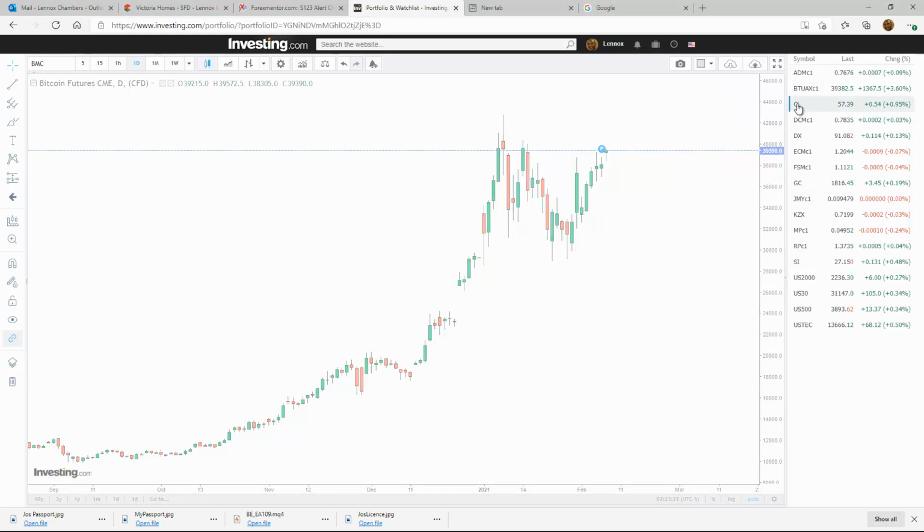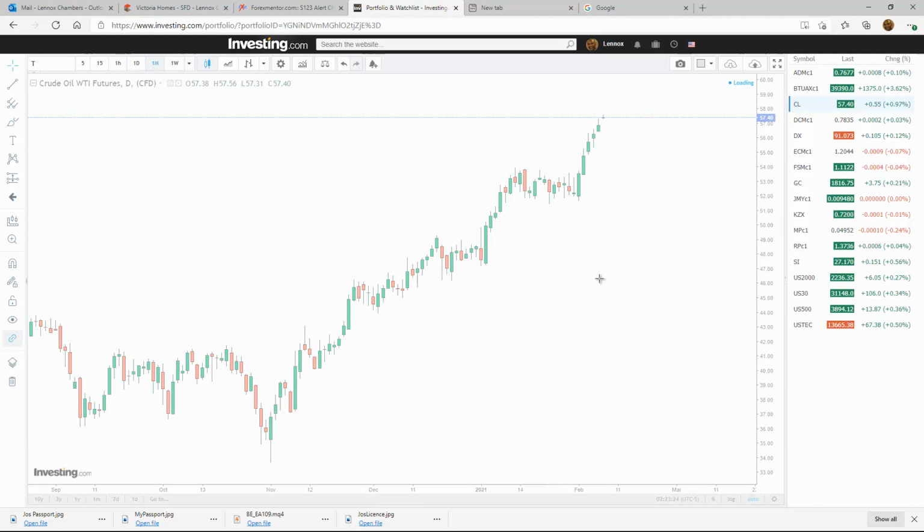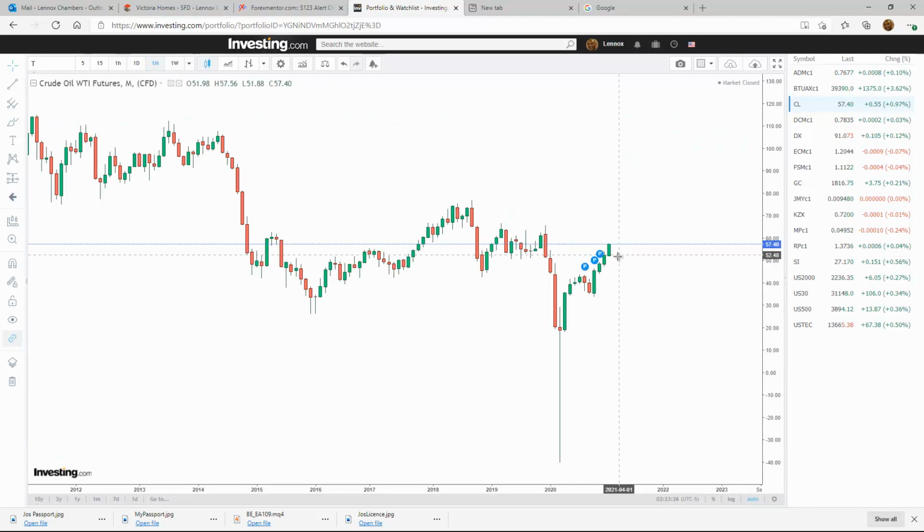Okay, let's take a look at crude oil. Crude oil also looking very strong. Huge push to the upside. We are, of course, at a very strong resistance area right here, and we're touching it. But it looks like on the monthly that we should be slicing through back up to previous resistance here.